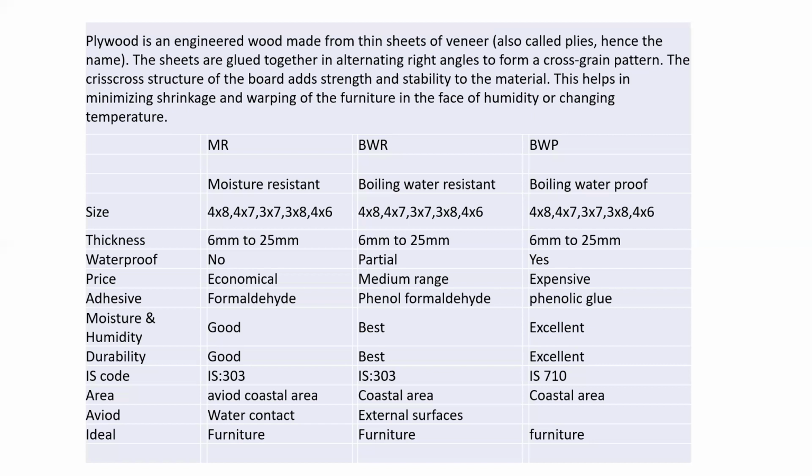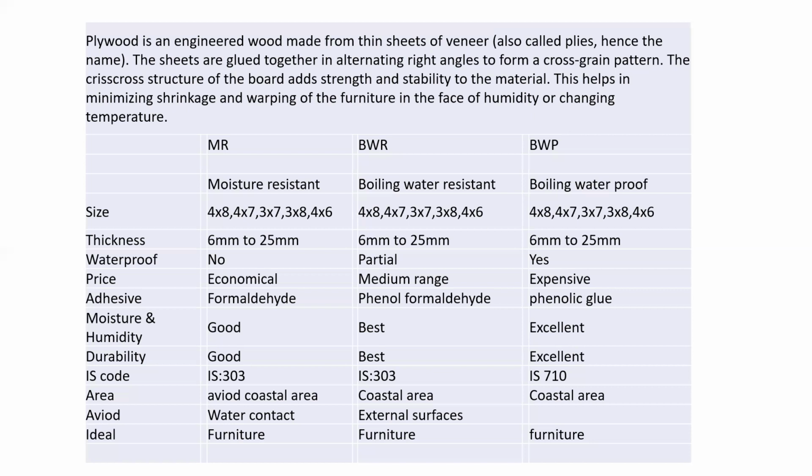MR, moisture resistant commercial ply, follows IS 303. If you check moisture, humidity, and durability, MR ply is good, BWR is the best, and BWP is the excellent A grade. If you are staying in a coastal area, don't use MR ply for furniture. Go for BWR and BWP.